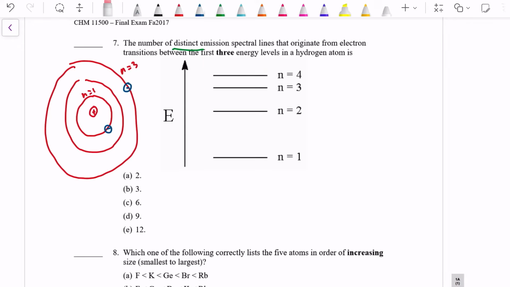So they want to know the number of spectral lines that originate from transitions between the first 3 energy levels. So let's just look at all the different possible combinations. We have an electron go from the 3rd to the 2nd. Could also go from the 3rd to the 1st. Okay. And it also could go from the 2nd to the 1st. Sorry, I'm trying to pull something up on my computer.